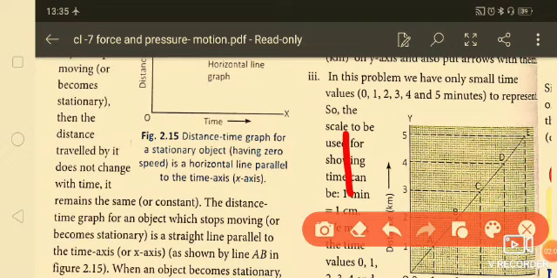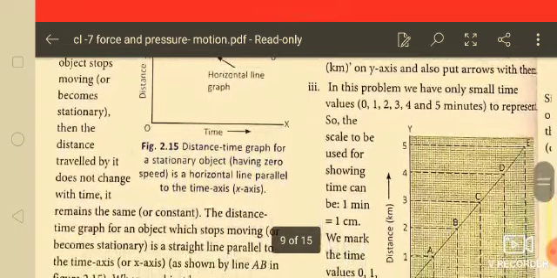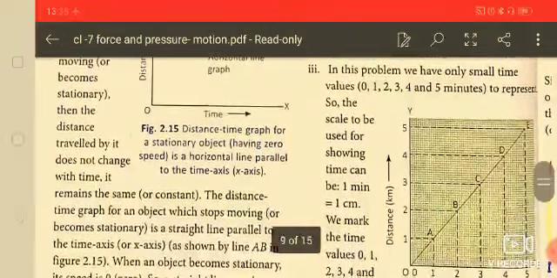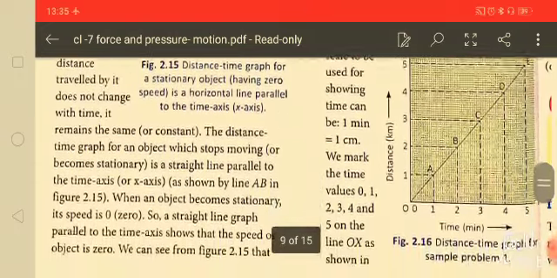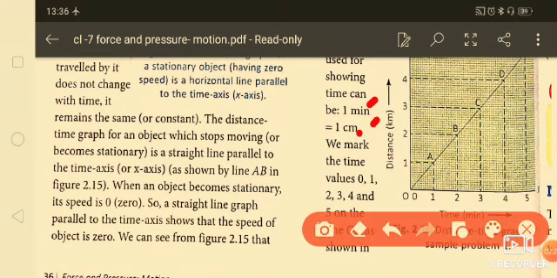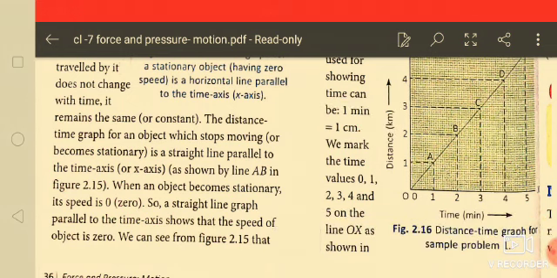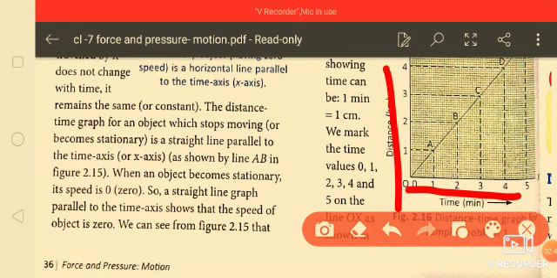Now in this case, write time in minutes on the x-axis and distance on the y-axis, as given here. In this problem we have only small time values, so the scale to be used for time can be 1 minute equal to 1 centimeter. You will take it as 1 minute equal to 1 centimeter. We mark the time values 0, 1, 2, 3, 4 and 5 on the OX axis. This one is the OX axis and this one is the Y axis.